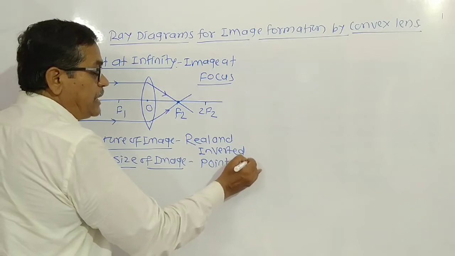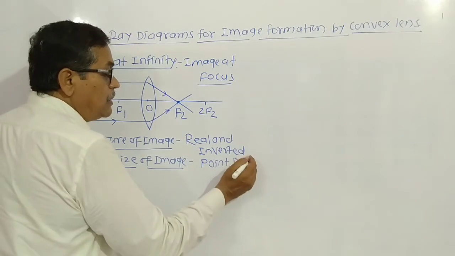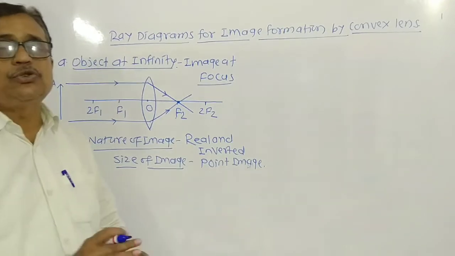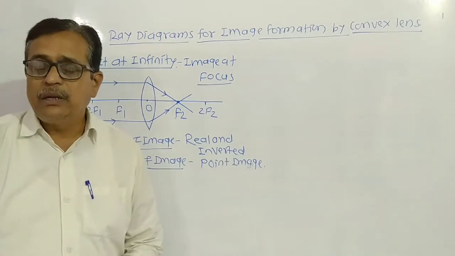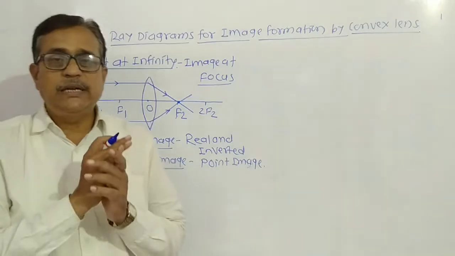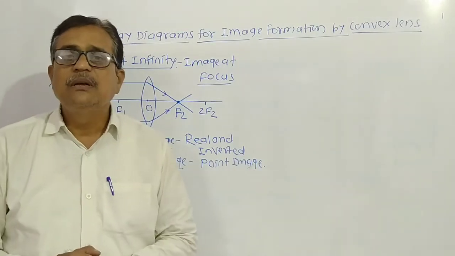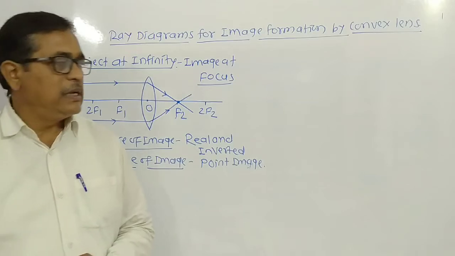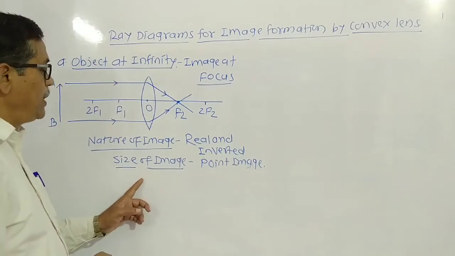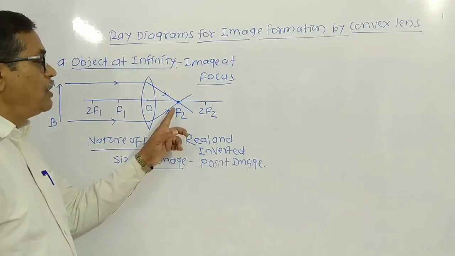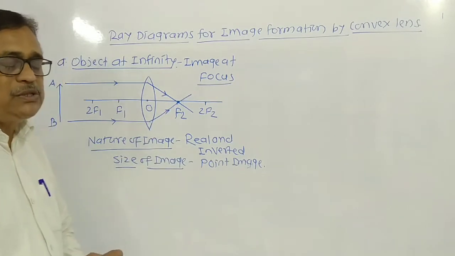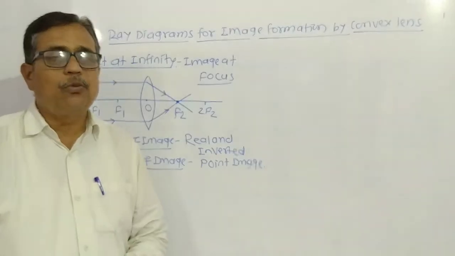Size of image is point image, which means it is a highly diminished image, not seen by our open eyes. Dear student, look here. When the object is far away on the principal axis, we cannot see the image of the object. Hence the size of the image is a point image, or a highly diminished image, meaning a very small image which cannot be seen by our open eyes.